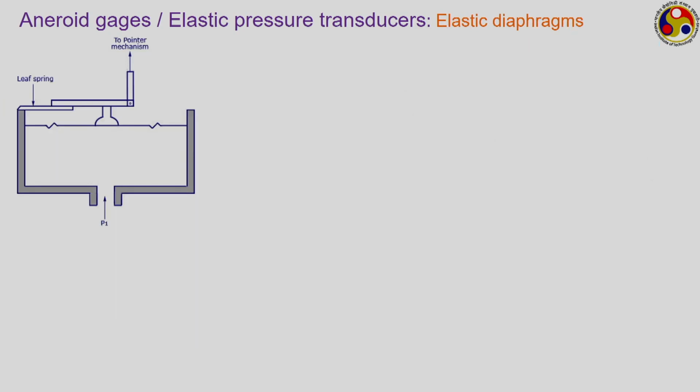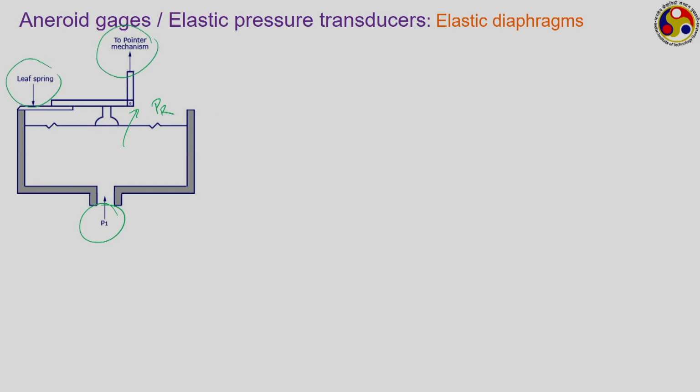Another variation of the elastic pressure transducer is the diaphragm, where we just have a plain diaphragm, one side maintained at certain kind of reference pressure, like this is the diaphragm, then this side is maintained at some reference pressure PR, the other side is exposed to the location where you want to measure the pressure, and because of the difference in pressure, there will be a deflection in the diaphragm, which will be sensed by the spring and corresponding mechanism, giving a pointer deflection.